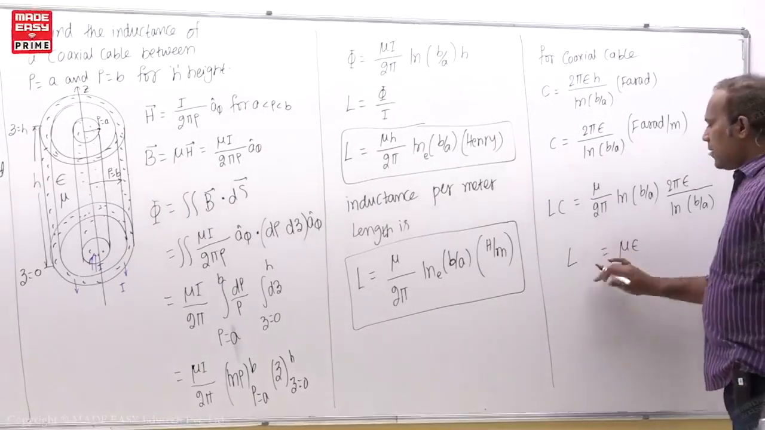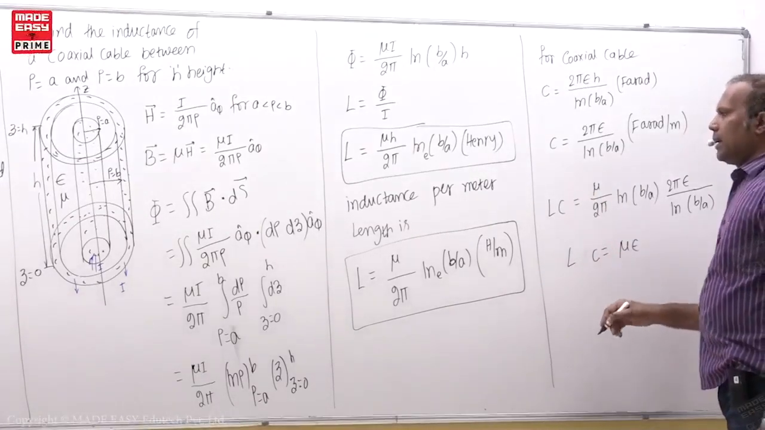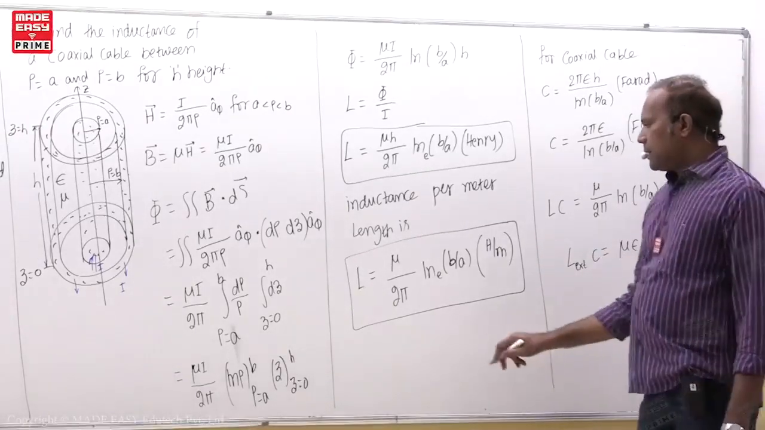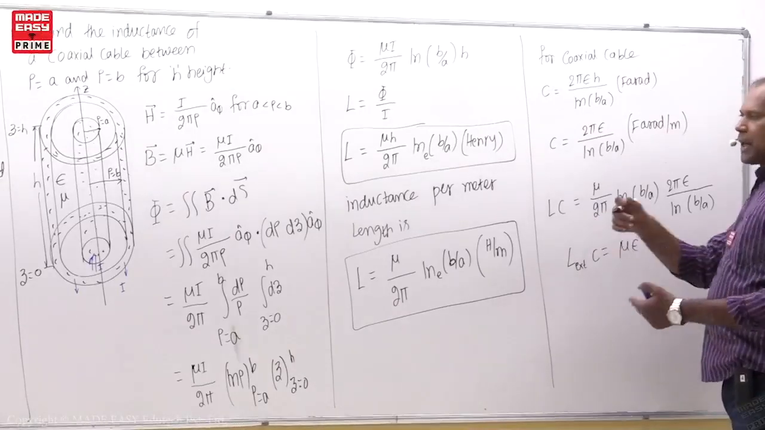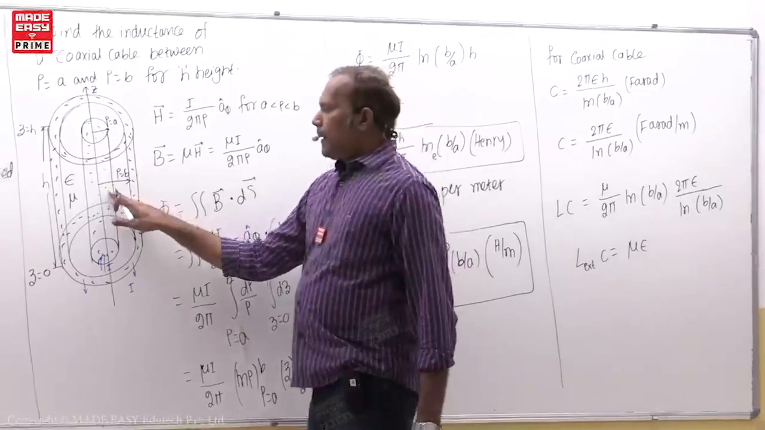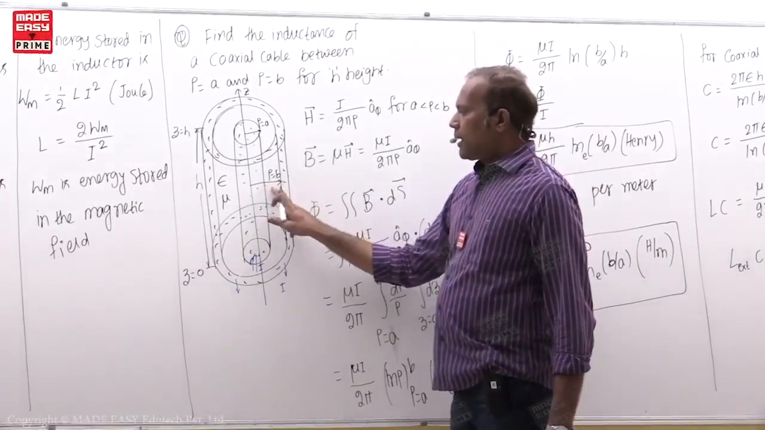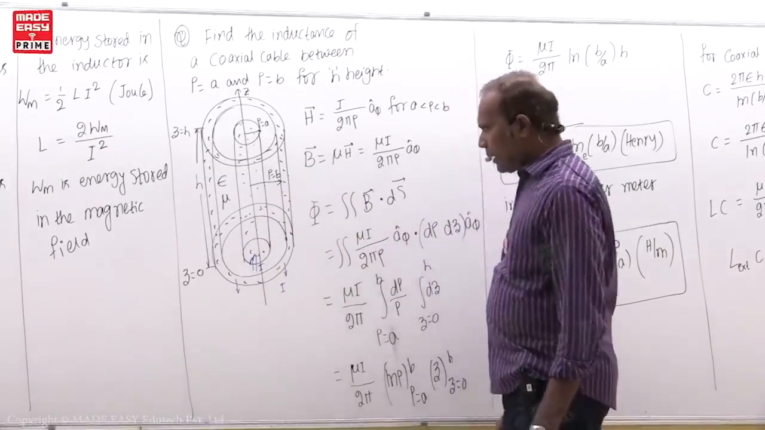Actually this inductance, dear students, is external to the inner conductor. So it is also called L external. That means that inductance is external to the inner conductor. So this is the inner conductor. Now the medium present here is external to this conductor. So that is why it is called external inductance. Okay.